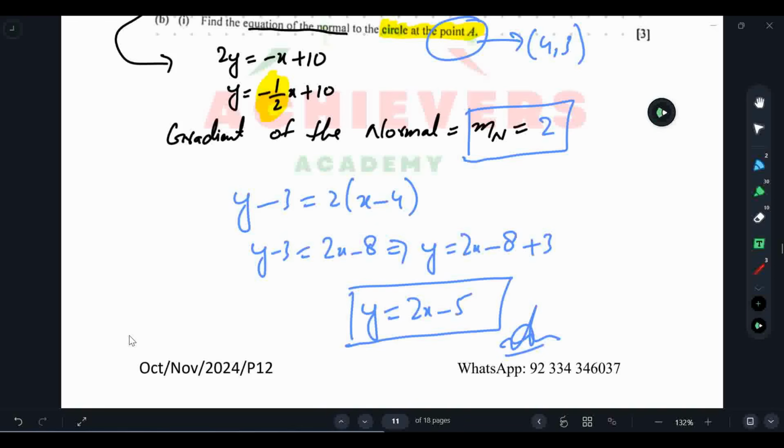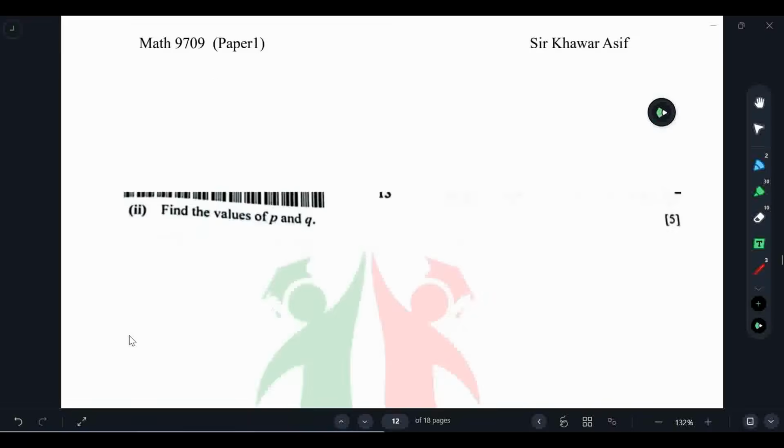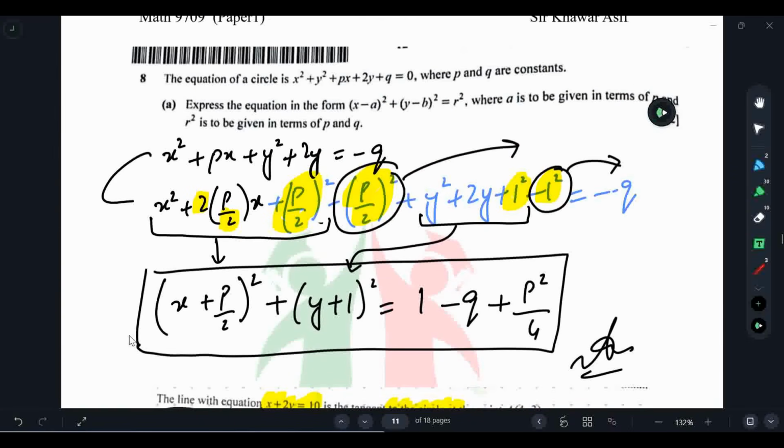In the next part, what we have to do is find the value of P and Q. Okay, find the value of P and Q.